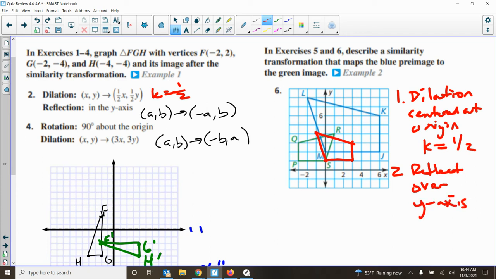Now that red guy will look just like the green guy. Okay, and that's not a colorblind joke. That's actually true in this case. The red one would look just like the green. So we needed to dilate first. That seemed reasonable. We saw that there was a half-double relationship from green to blue. So we needed to multiply by a half. And then all we needed to do was reflect after that. So it worked out pretty nicely. And reflect over the y-axis.